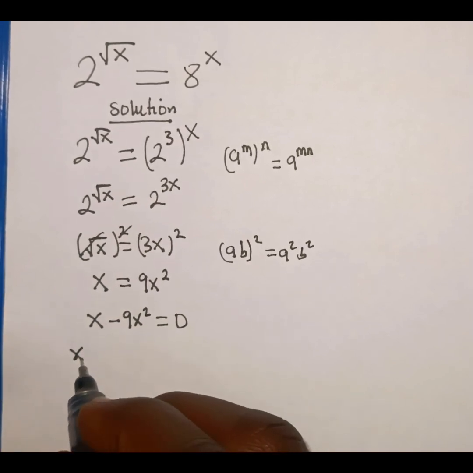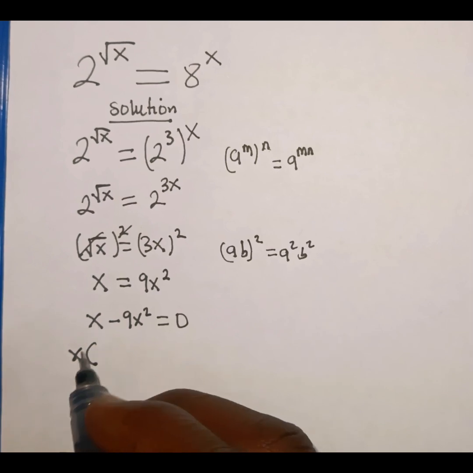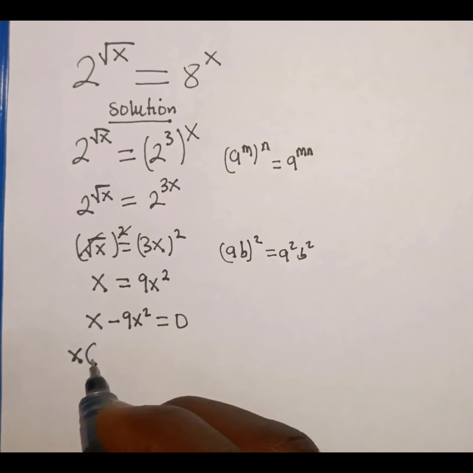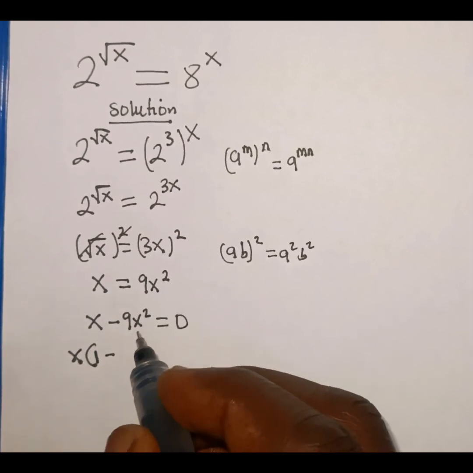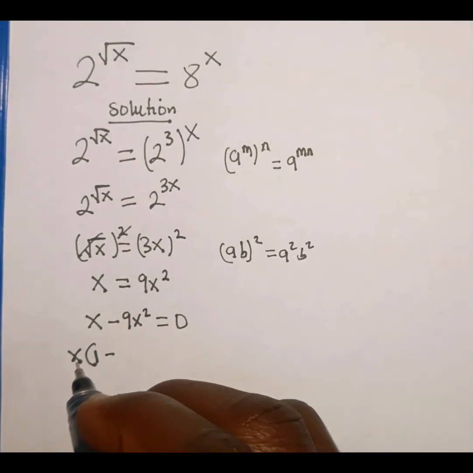So we factor out x, then we open bracket. x is outside already, so x divided by x is going to be 1, then minus 9x squared divided by x.